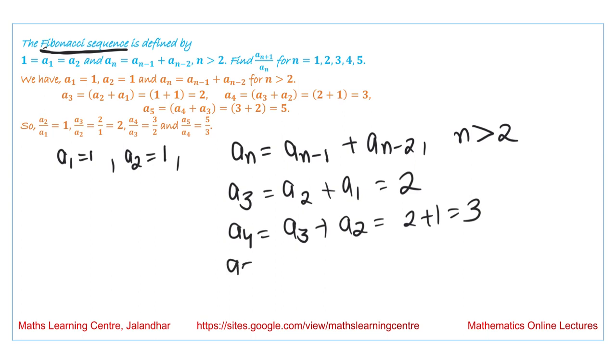If we write a5, it is the sum of the previous 2 terms. So the answer we have is 5, and continuing in this way we obtain the Fibonacci sequence.